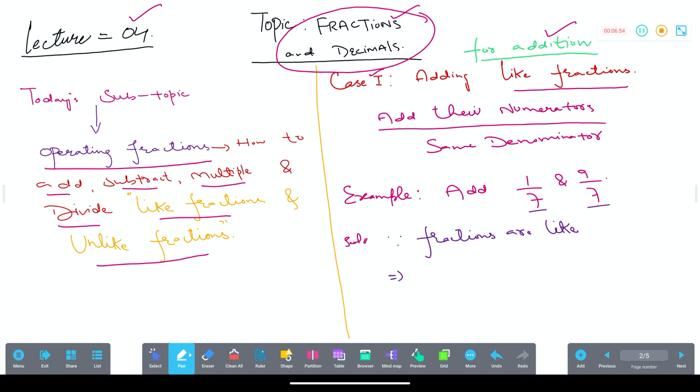implies how to add them. You have to write 1 by 7 plus 9 by 7. In place of "and", I have to put plus sign. Why? Because we have to add the two fractions. So in between there should be plus sign.